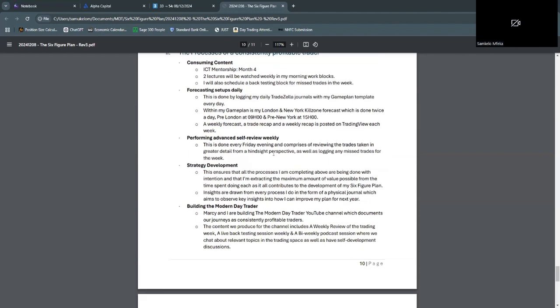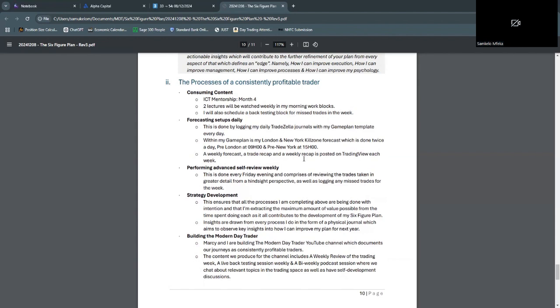My processes over this next couple of weeks: continuing on the ICT mentorship. I've got 4 lectures left, two each week. And then I'll also schedule a backtesting block for missed trades in the week. Forecasting setups daily. I know this. We're still in it. Nothing's changed. London session, New York session. That may look a bit different next year.